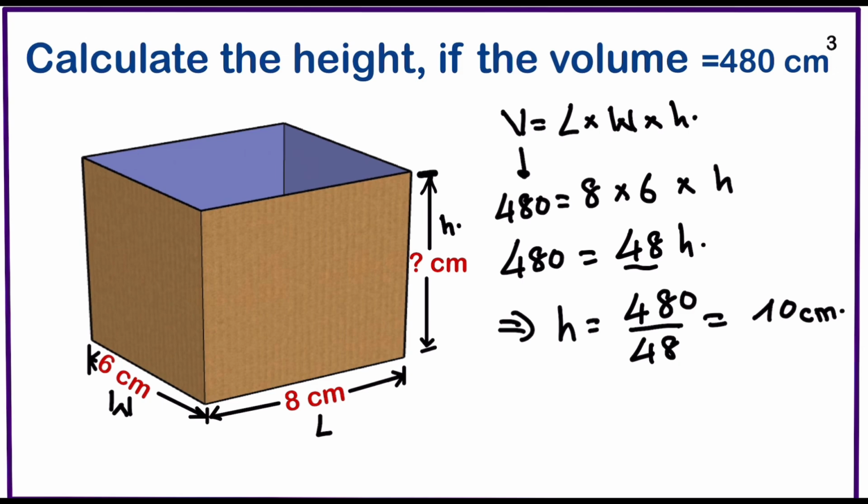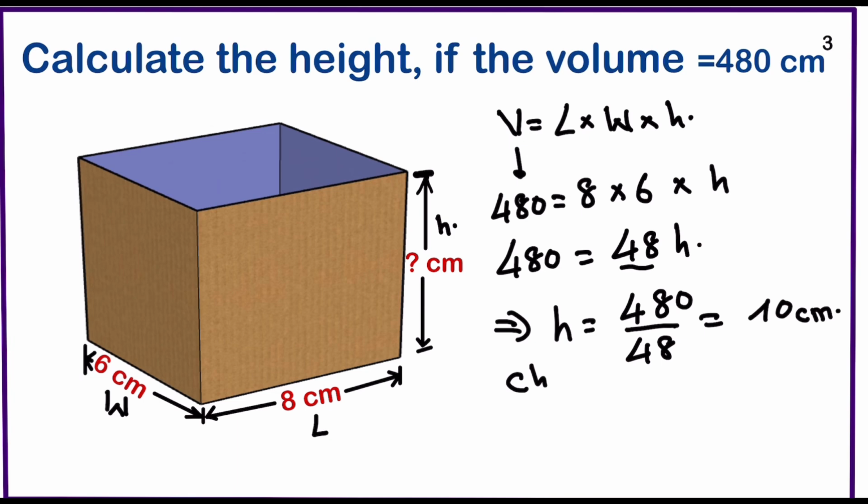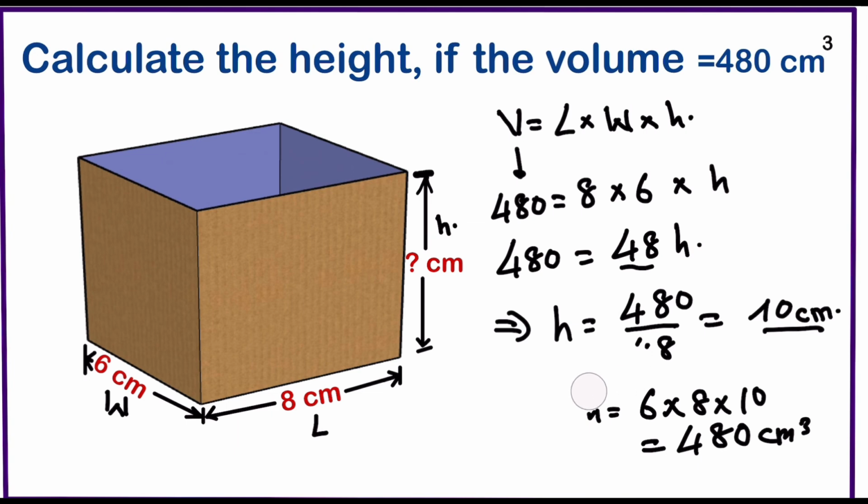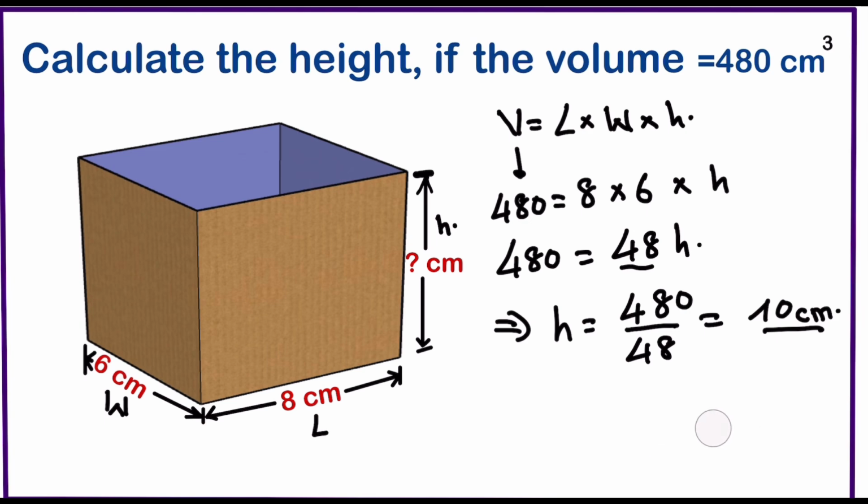Then you can as well check your answer if you want. To check the answer, we know that volume is length times width times height. So we have the height already. So if we have 6 times 8 times 10, this will give us the volume, 480 centimeter cube. So our answer is correct. So the answer of the height, sorry, is 10 centimeter.